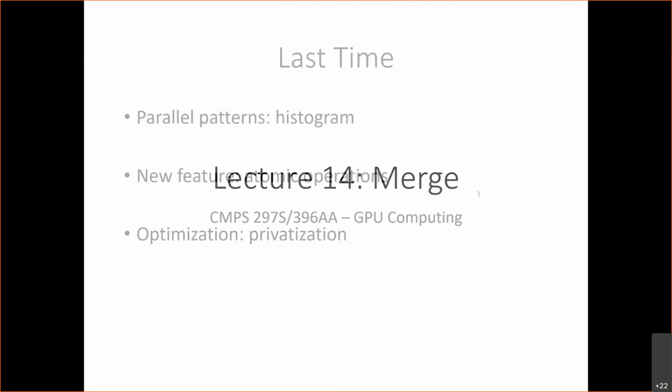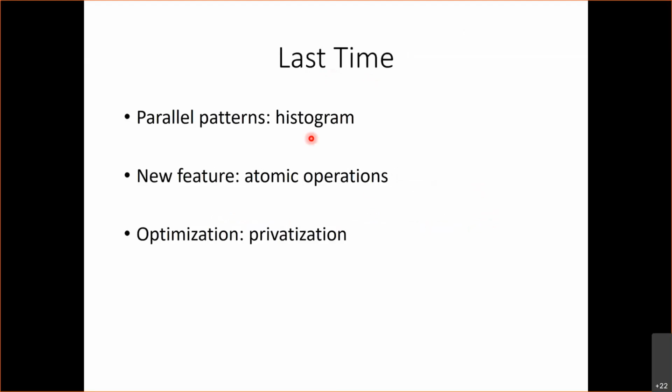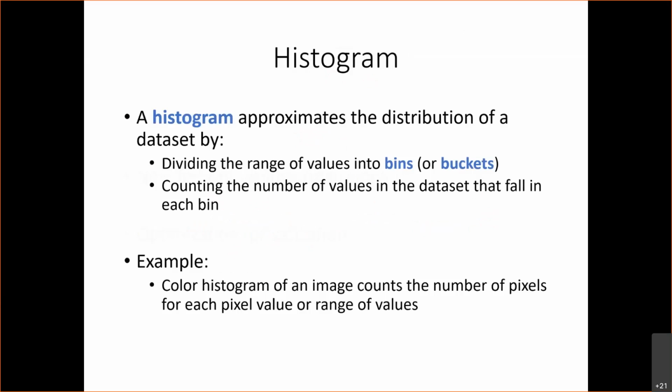So before we start, last time we looked at the histogram pattern, and when looking at histogram, we introduced a new feature, which is atomic operations, and we also looked at a new kind of optimization, which is privatization. We said that a histogram basically approximates the distribution of a data set by finding the range of values in this data set that falls into each one of a set of bins.